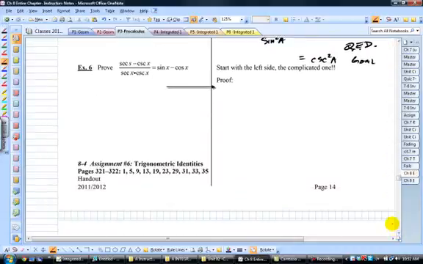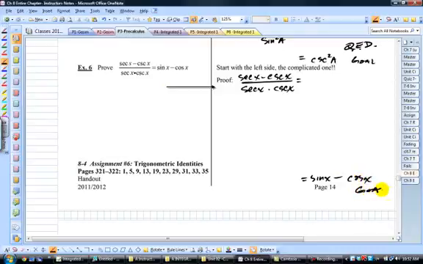Alright, last one. Okay, on this one here, I'm going to start off with secant x minus cosecant x divided by secant x times cosecant x, and I'm going to show it's equal to sine x minus cosine x. That's my goal. Okay, so the first thing I do is I rewrite in terms of cosine and sine. So 1 divided by cosine x minus this cosecant, which is 1 over sine x, all divided by 1 over cosine x times 1 over sine x.